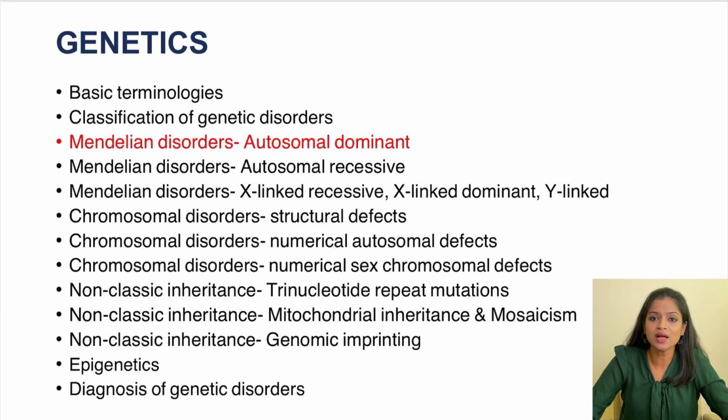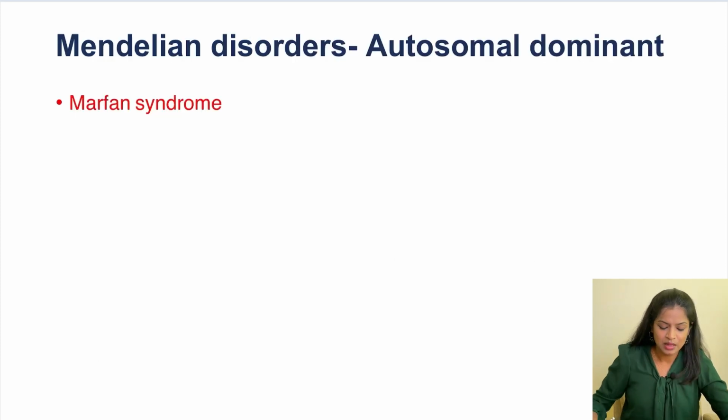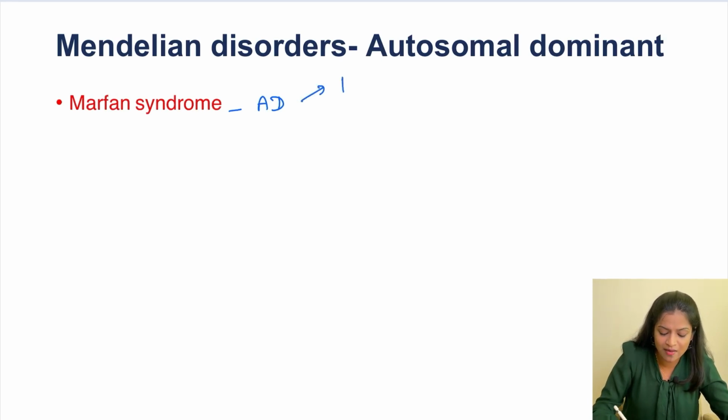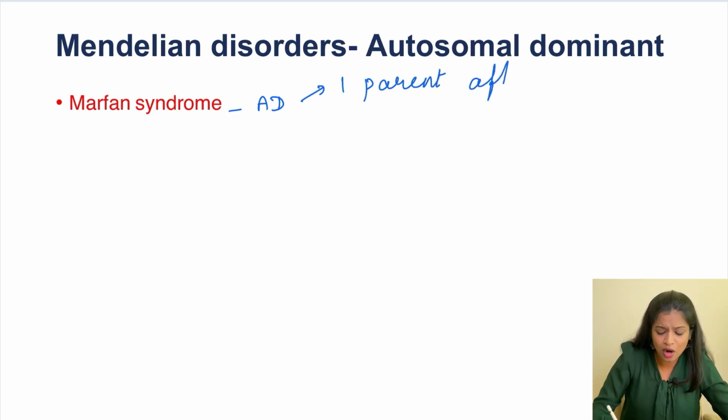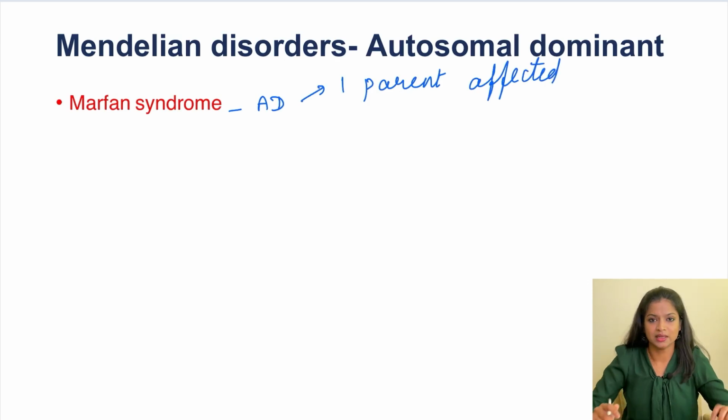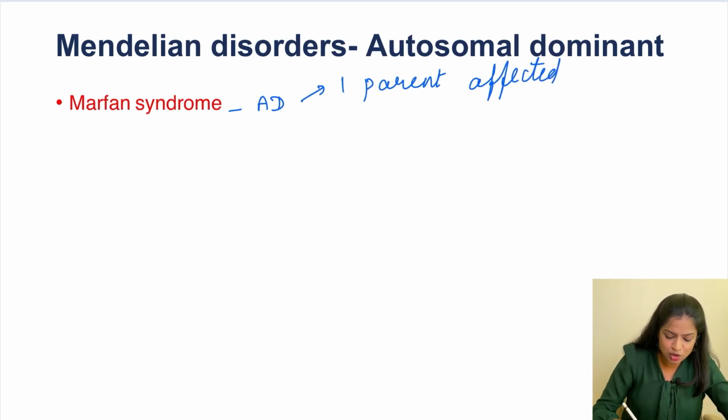I am Dr. Monica. So in today's class, we'll be seeing about Marfan syndrome, which comes under an autosomal dominant disorder. So Marfan syndrome, as I mentioned, is an autosomal dominant disorder. Any autosomal dominant disorder, we have already seen, is going to have at least one parent who is affected. It is going to affect all the generations, and all genders are going to be affected in this, right? So this Marfan syndrome is actually a connective tissue disorder.